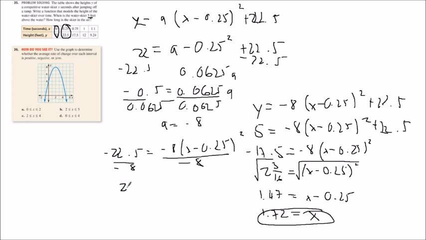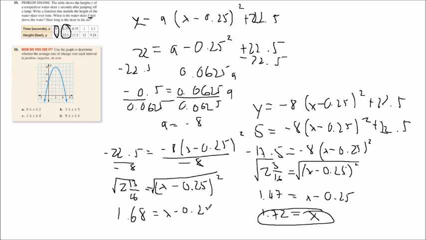You will get 13 over 16 is equal to x minus 0.25 squared. 13 over 16 is, I think, 2.82. So the square root of 2.82, roughly 1.68, is equal to x minus 0.25. Add 0.25 on both sides, 1.93 is equal to x. So he'll stay in the air for roughly 1.9 seconds.